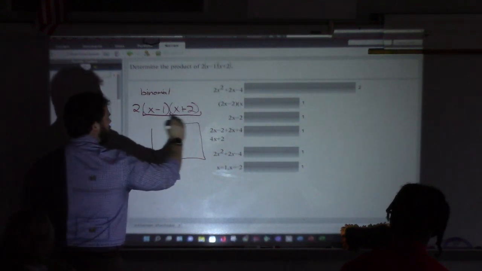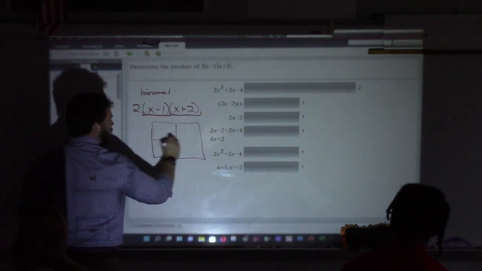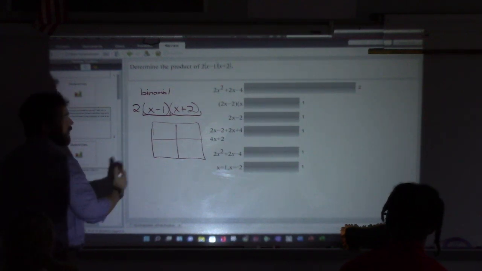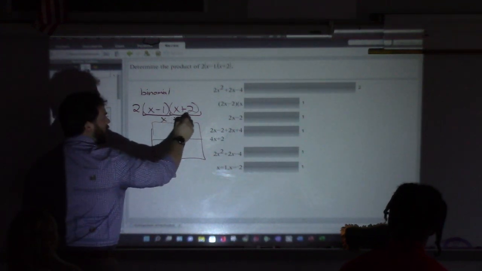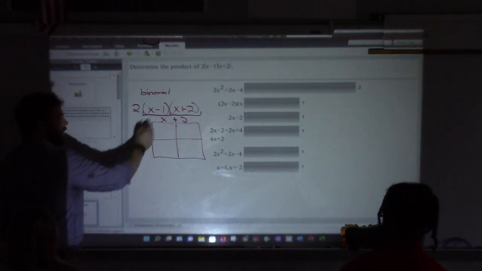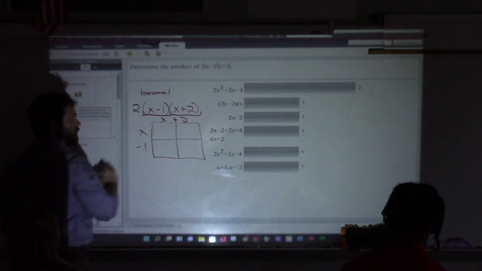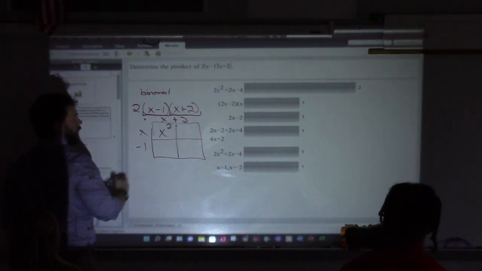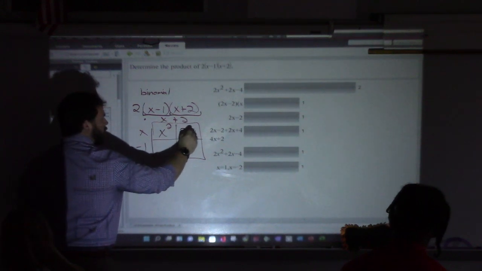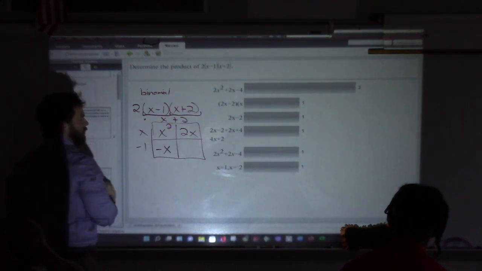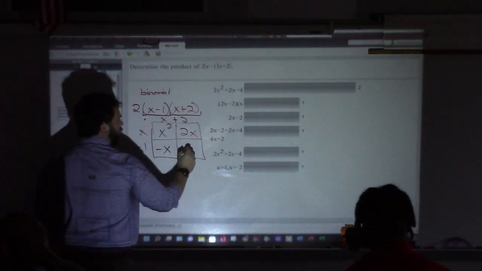You can do distribution, or my favorite at this point, because it's helping a lot of you, not personally how I do it, but I think a lot of y'all who are doing this are getting it correct, is using this area model. X plus 2 times x minus 1. What is x times x? X squared. Remember, we are multiplying, right? X times 2. X times negative 1. Negative x and negative 1 times 2.